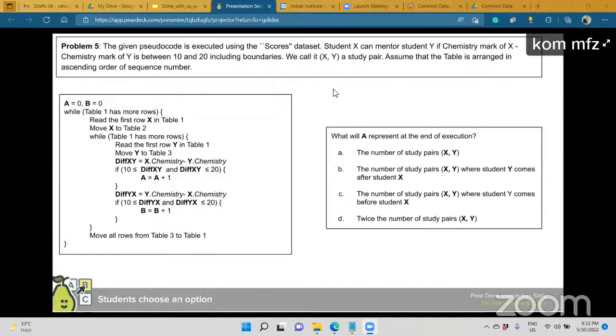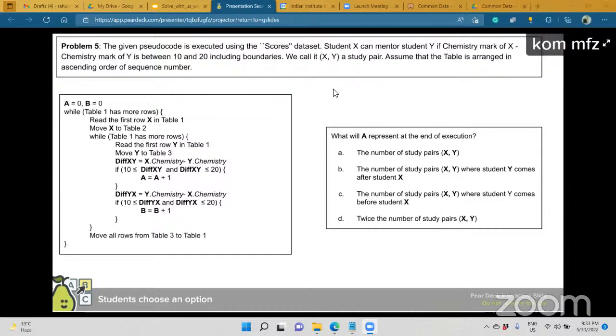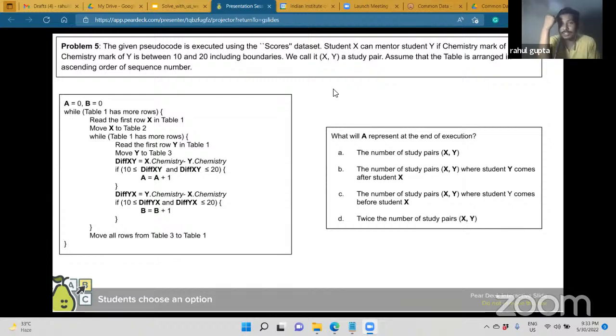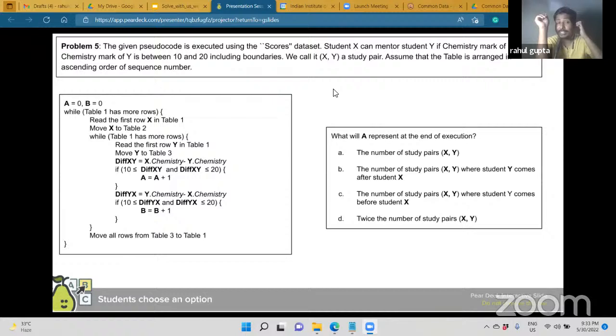I think, sir, if Y comes earlier than X, why are we subtracting X chemistry and Y chemistry? Sir, why are we subtracting, sir? Because that is the question that has been asked. We want to see if the X chemistry mark is at least 10 more than Y and not more than 20. That's what we are trying to find. Okay. So ascending order is written, but it is the sequence number, not the marks. First, you clear that.